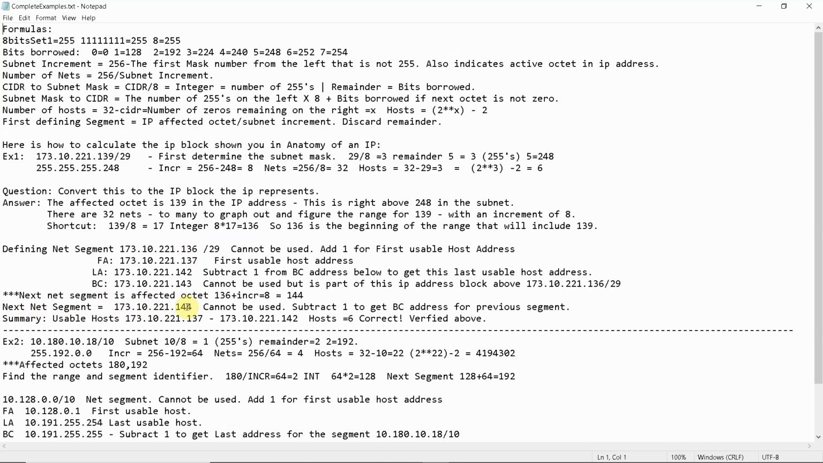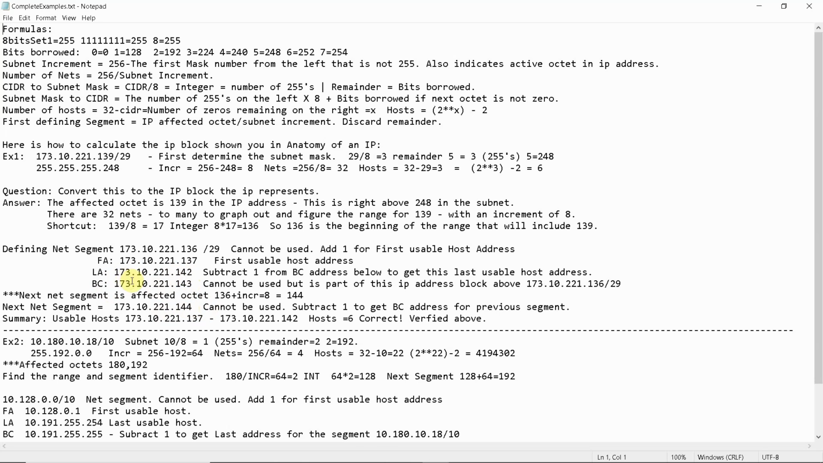which ends in 144. So our range is from here to here. Of course, this is not used, but that is our defining net segment for the block. This is simply something we're using so we can back up to, and it just makes it so much easier. So we subtract 1 from 144, we get 143. That's our broadcast address. We subtract 1 from this, we get 142.